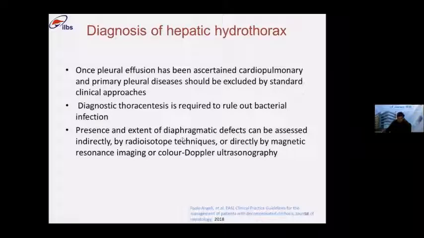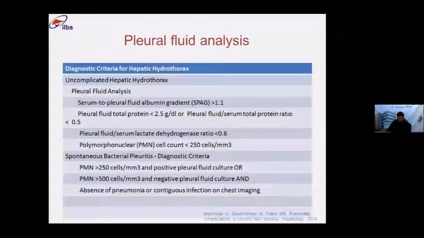Presence and extent of diaphragmatic defects can be assessed indirectly by radioisotope techniques or directly by MRI imaging or color Doppler ultrasonography. So these are pleural fluid analysis. Any pleural fluid having serum to pleural fluid albumin gradient more than 1.5, or fluid total protein less than 2.5, or ratio less than 0.5, that means the uncomplicated pleural fluids, and PMNs more than 250 or more than 500 should not be there, otherwise that will be complicated.